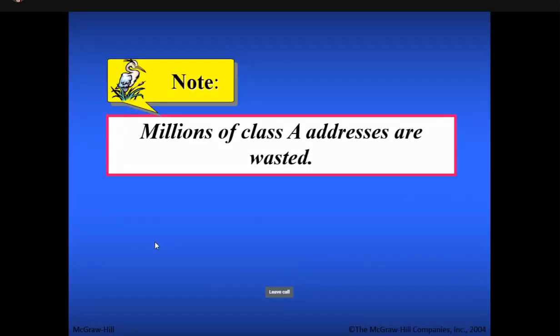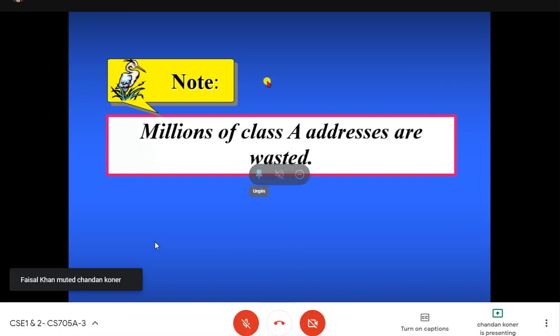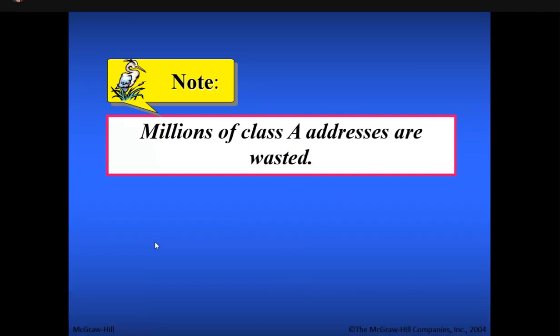So millions of class A addresses are wasted. Why are they wasted? We know there is a huge address range for hosts in class A. So millions of the host addresses are wasted.